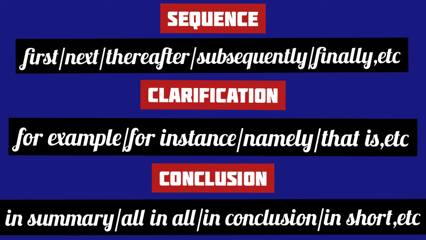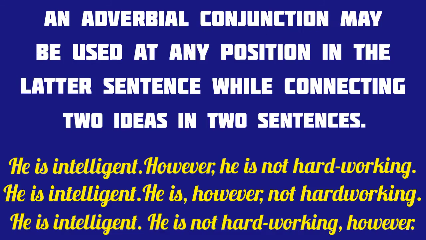For the purpose of clarification, we use certain adverbial conjunctions like, for example, for instance, namely, that is, etc. Also, in order to infer a conclusion or summarize an idea, we use certain adverbial conjunctions such as in summary, in all, in conclusion, in short, etc. In this way, we saw different adverbial conjunctions showing different relations between the two clauses or sentences that they join.